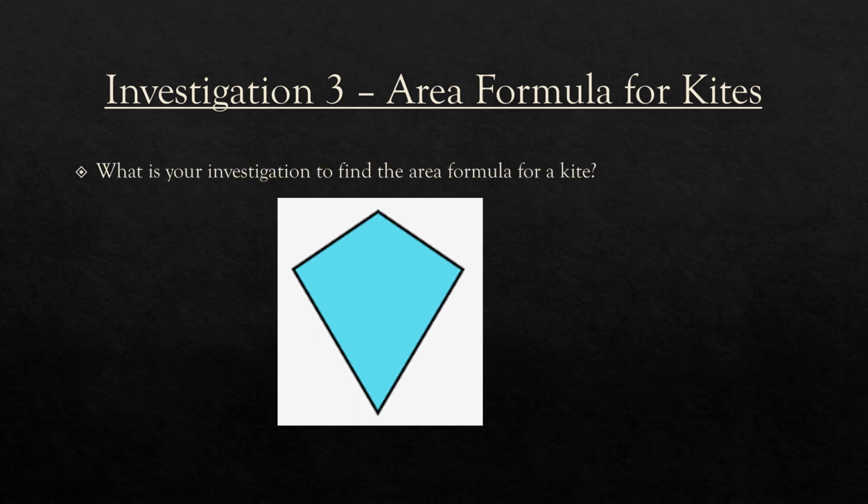The last one: what is your investigation to find the area formula for a kite? Try using the same steps that we did for the others. Cut out a kite out of cardboard or cardstock paper. Maybe cut a second one. You may need to cut them apart a little bit to arrange, or just think of how you could divide one into a different polygon that we already have the area formula for.